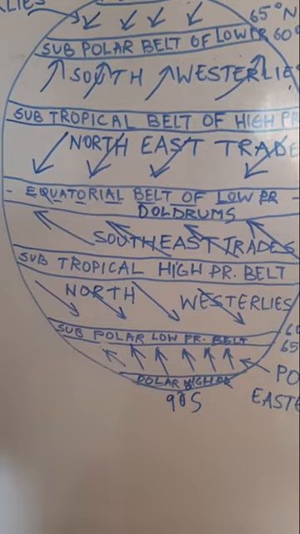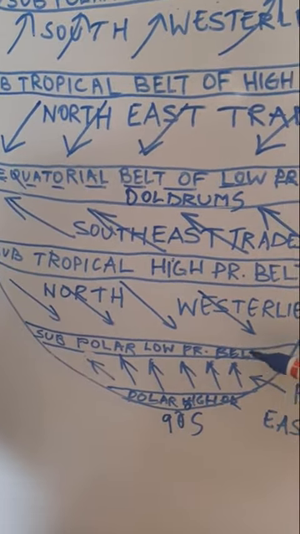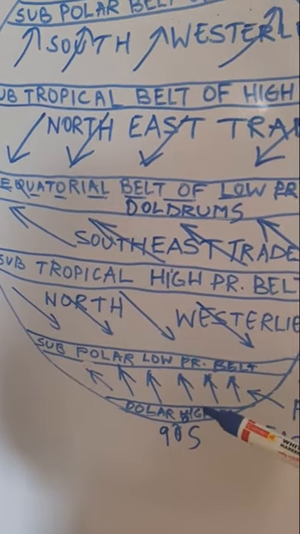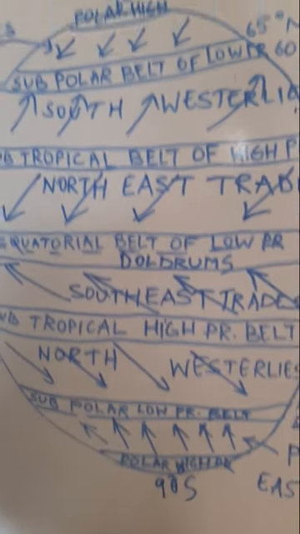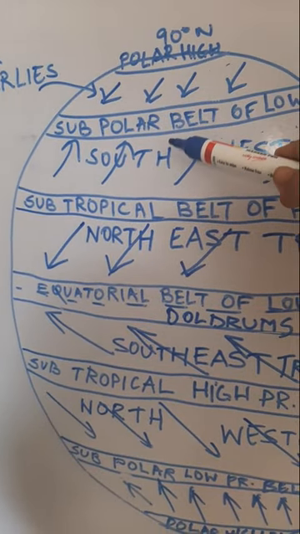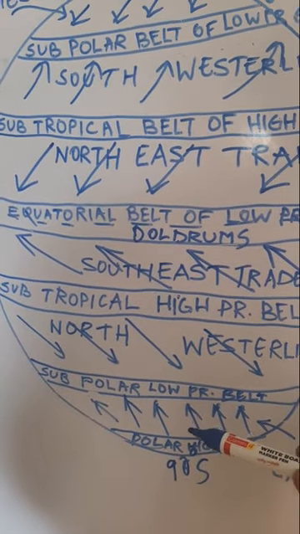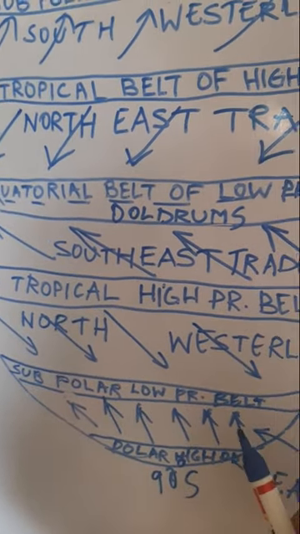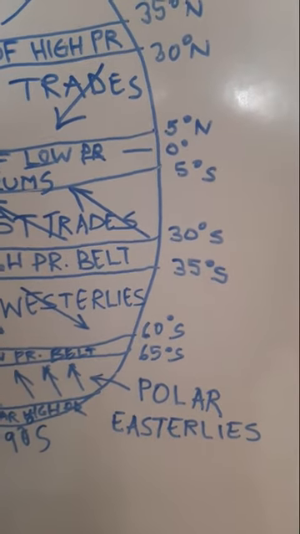Now children, coming to the southernmost zone, that is the zone between the subpolar low pressure belt and the polar high. You can see here again the arrow is drawn from the polar high towards the subpolar low pressure belt. In the northern hemisphere also, we had drawn it from polar high towards subpolar low pressure belt. Here also from polar high towards the subpolar low pressure belts. The winds are again blowing at an angle. Here also they are known as polar easterlies.